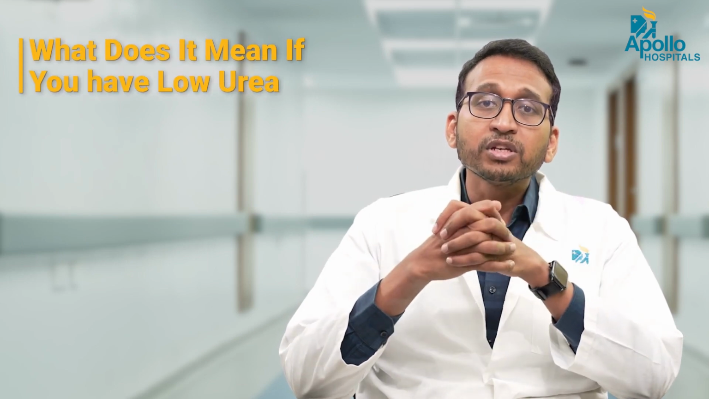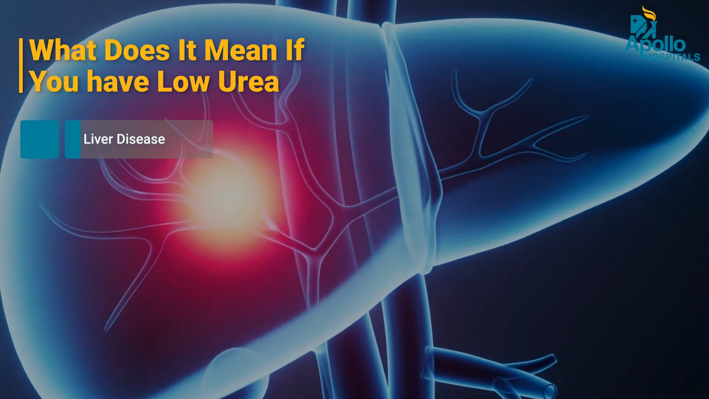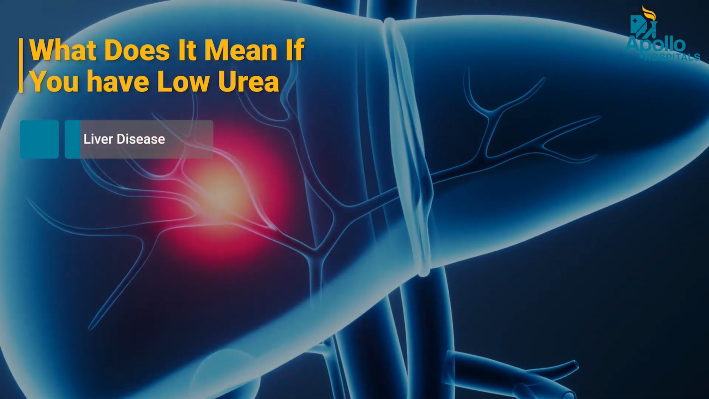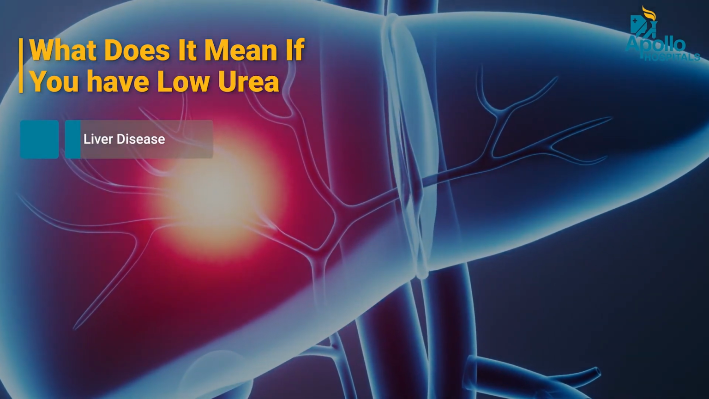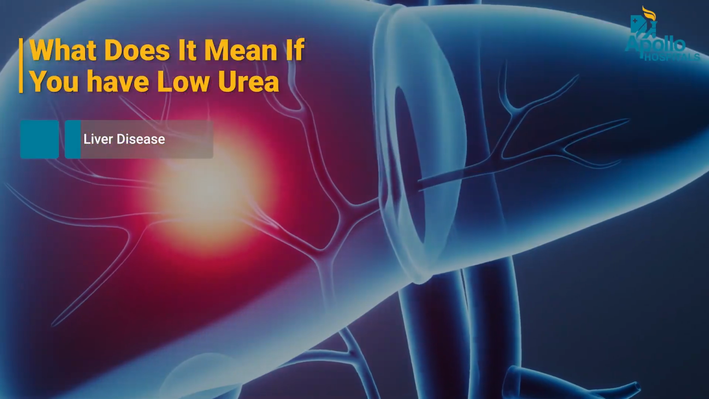On the other hand, you can have low urea. The urea cycle, that means the generation of urea, happens in the liver. So when you have a liver disease, for example a chronic liver disease or liver failure, whatever the reason, in those cases the urea cycle will not happen. So when the urea cycle is not happening, the blood urea nitrogen is not produced.